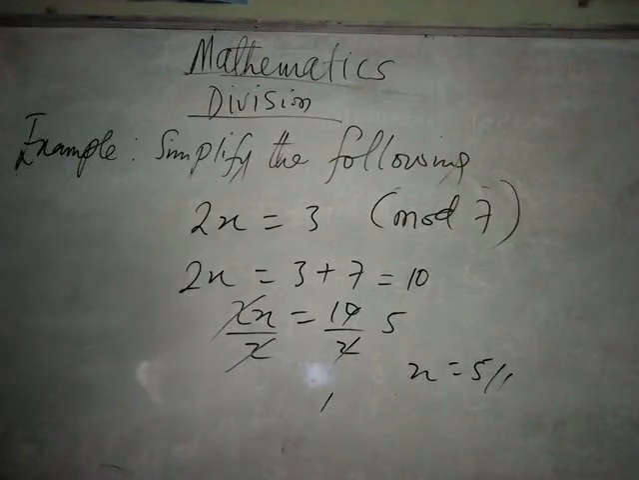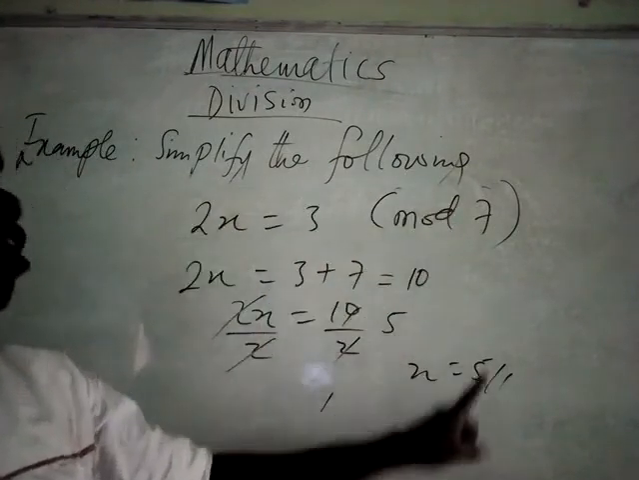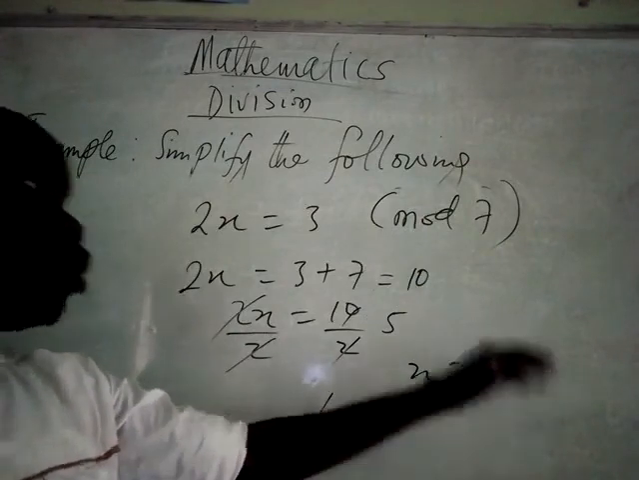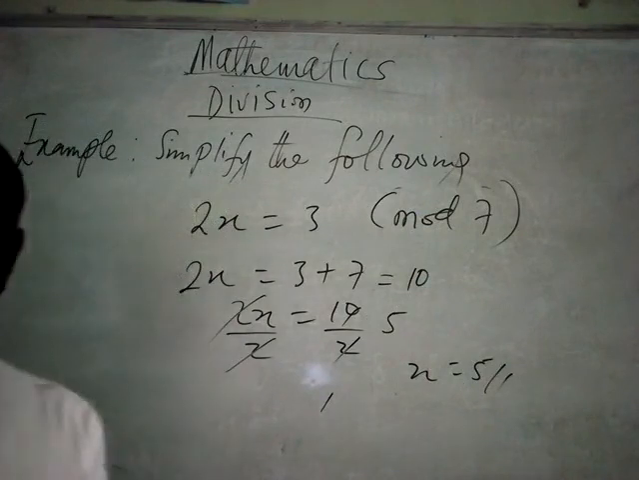Now remember, you cannot have a number bigger than the mode as your answer. If the number is bigger than the mode, you still divide and record the remainder. The remainder is going to give you your answer.